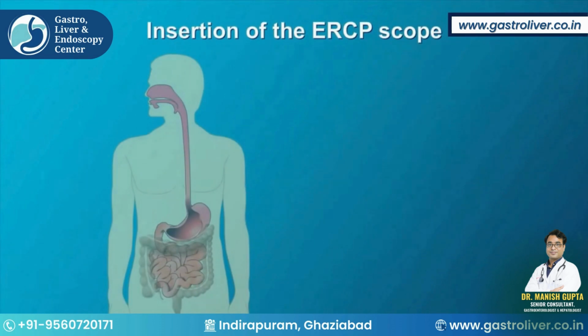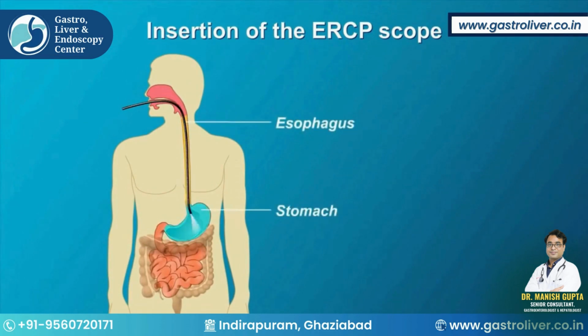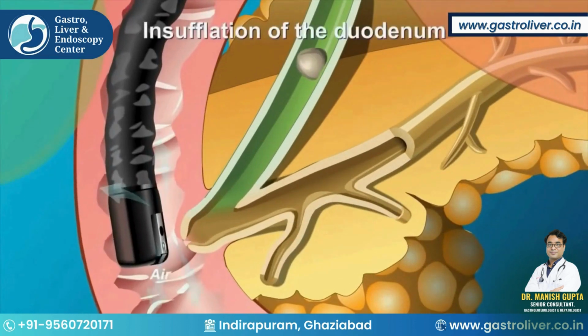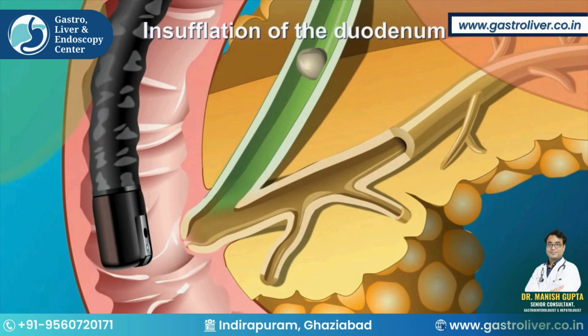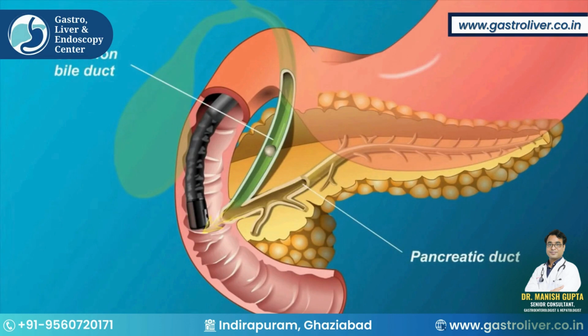The ERCP scope will be inserted into the mouth, pass through the esophagus into the stomach, and be insufflated to reach the duodenum and allow visualization. Once the scope is in the duodenum, the major papilla is located. It's important to know that the secretions from both the pancreas and bile duct drain jointly into the duodenum through the major papilla. A guide wire and catheter are inserted through the opening of the papilla to gain access to the pancreatic or bile duct, depending on where the disease lies.